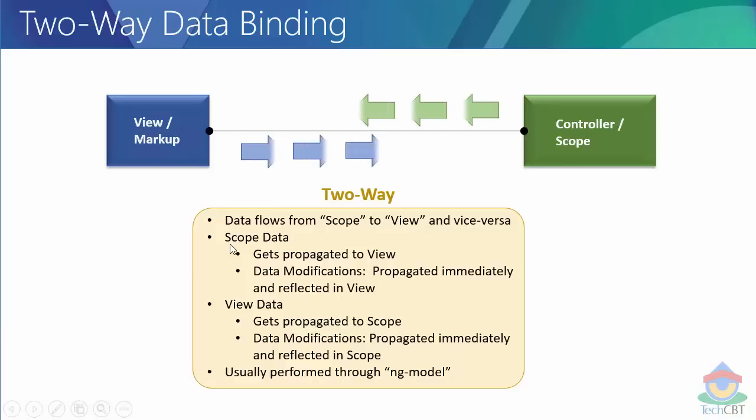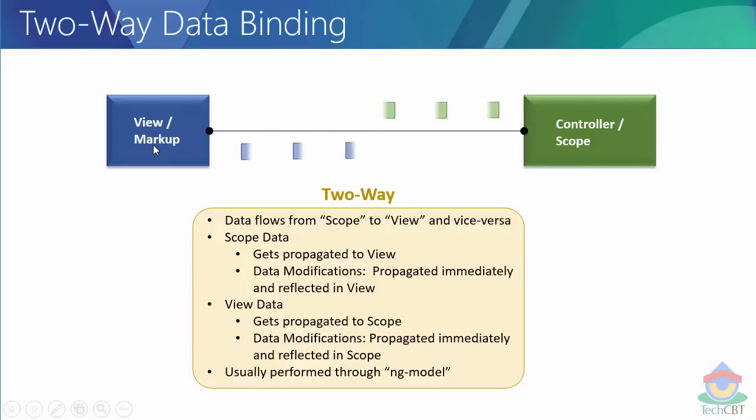The next thing is scope data. What happens to scope data? All the data available at the scope will be propagated to view, including all the new modifications. So any new modifications or any changes to the scope data will be immediately propagated to view. And from the view perspective, any kind of modifications happening at the view will be immediately sent back to the scope. This is pretty important.